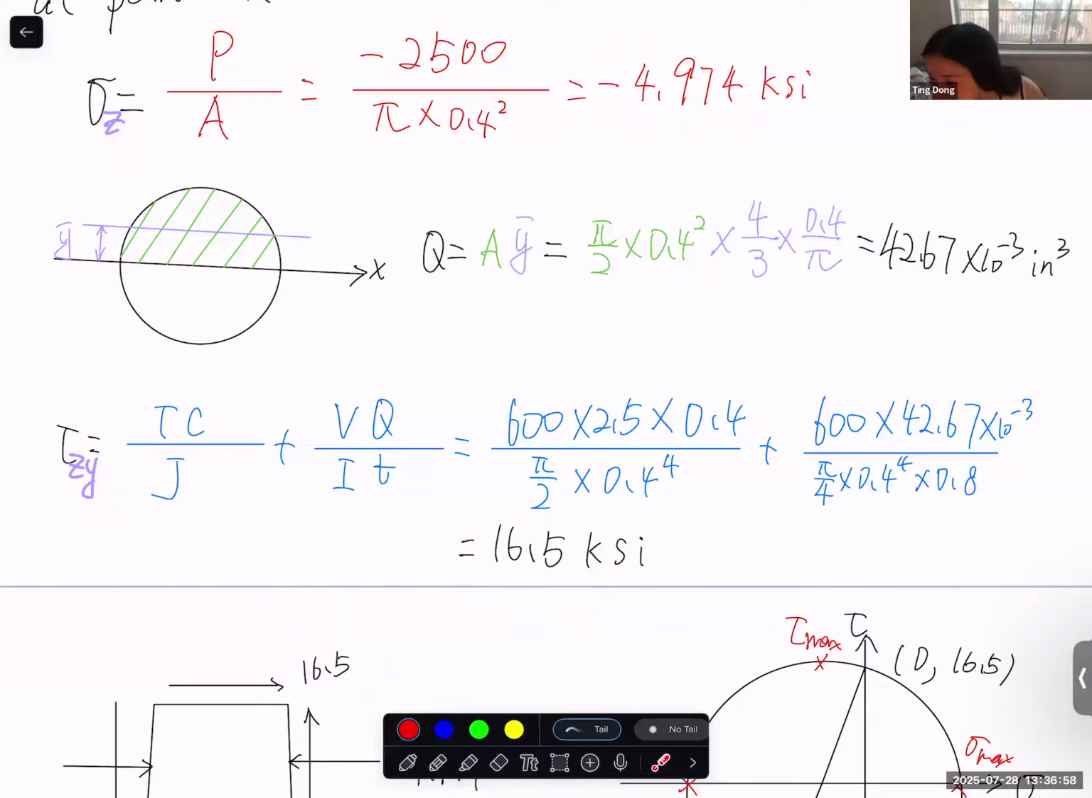Oh my God, that makes sense now. What makes sense now?